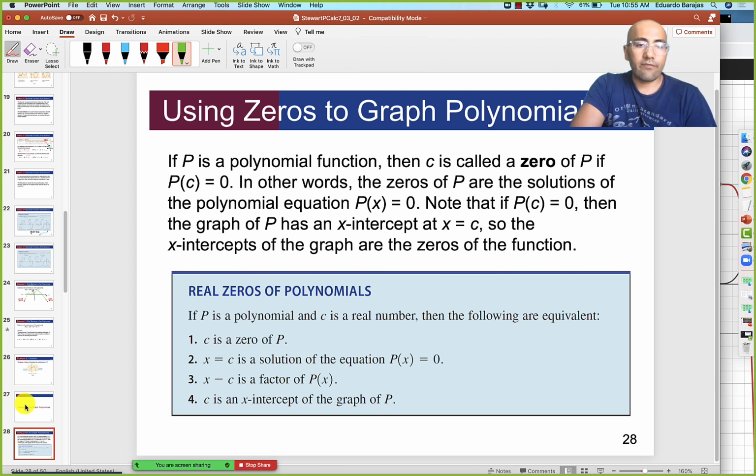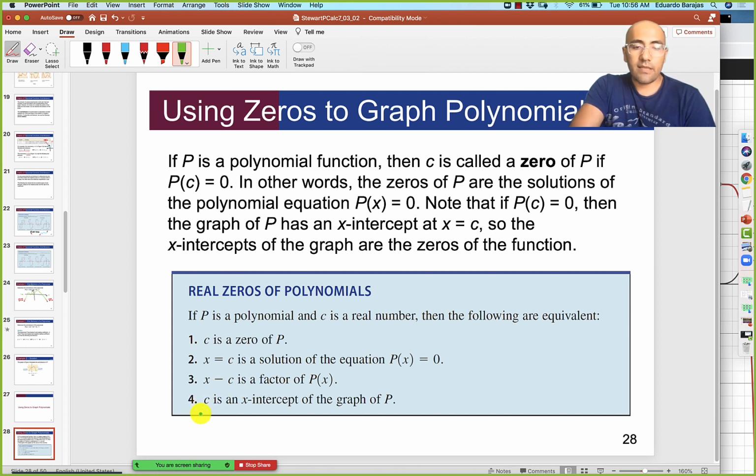Okay, so if P is a polynomial and C is any real number, then the following are all equivalent. C is a zero of the polynomial. Okay, we use that language a lot. x equal to C is a solution to the equation P of x equals 0. That means that when we plug C into our polynomial, the output is 0. Good. That also means that x minus C is a factor of P of x. That third one maybe is not as intuitive. We'll see how that plays out in a little bit.